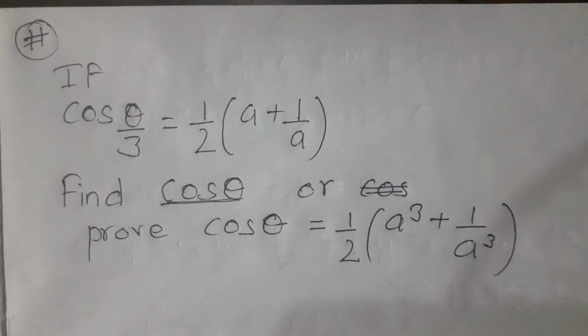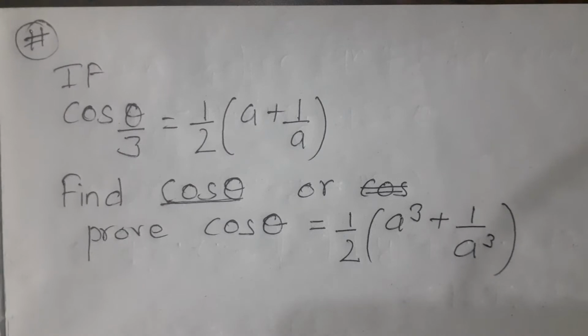Hello friends, in today's maths video, I'm going to explain a question related to trigonometry. So here on the screen, you can see it is given cos theta by 3 equals 1 by 2 (a plus 1 by a). Find cos theta, or prove cos theta equals 1 by 2 (a cube plus 1 by a cube). Okay, I have tried to mix two questions in one question.